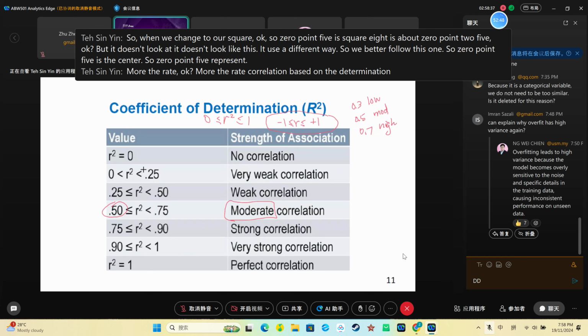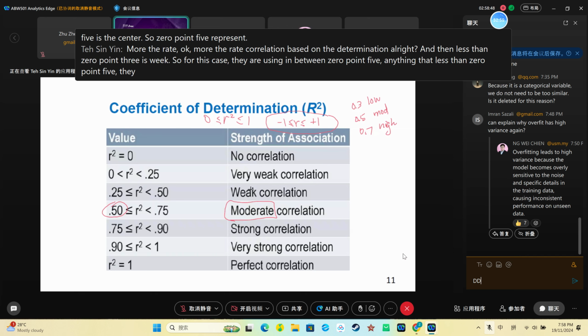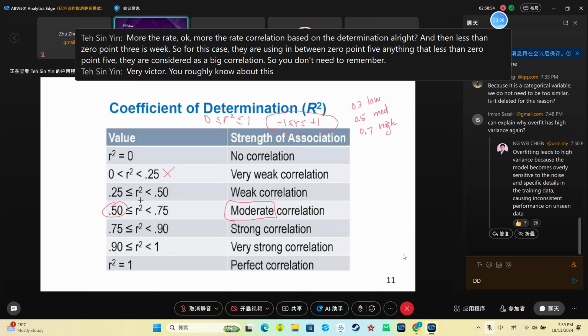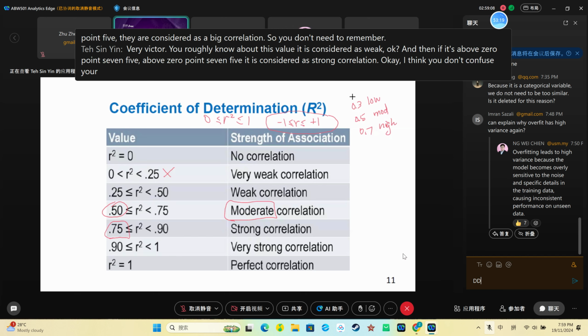All right. And then less than 0.3 is weak. So for this case, they are using in between 0.5. Anything less than 0.5, they consider as a weak correlation. So you don't need to remember very weak. You roughly know about this value. It is considered as weak. And then if it's above 0.75, it is considered as strong correlation. I think you don't confuse yourself. We use back the same value.